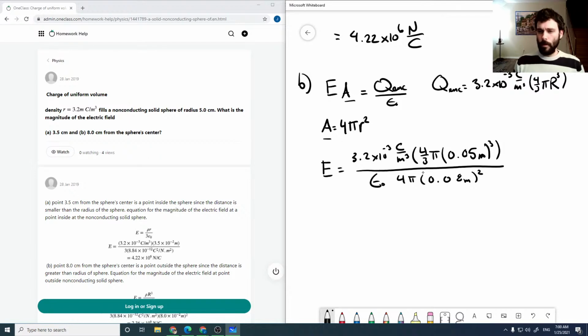Okay, so 4 and pi will cancel again, the r's will no longer cancel. And if we do this out on our calculator with E naught as above, so the same constant as we used before, this becomes 2.35 times 10 to the 6 newtons per coulomb.